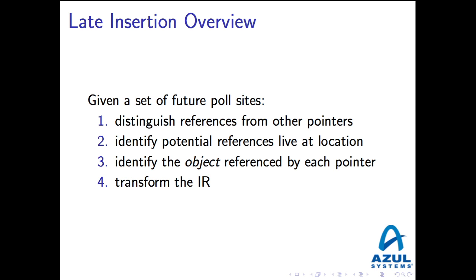So to accomplish that task, we need to solve a couple of subproblems. We're going to assume for the purposes of this presentation that we've been handed a set of interesting locations that the garbage collector, via policy, has said, I'd like you to insert safe point polls here. Then we need to be able to distinguish a reference to a GC object from anything that's not a reference. We need to figure out which of those references are live at each particular safe point poll site. Then we need to be able to identify the actual object a particular reference corresponds to. And I'll come back to this point in detail. This is a little bit more complicated than it might first seem. And then finally, we need to transform the IR so it actually has the semantics that I showed in the previous slide.